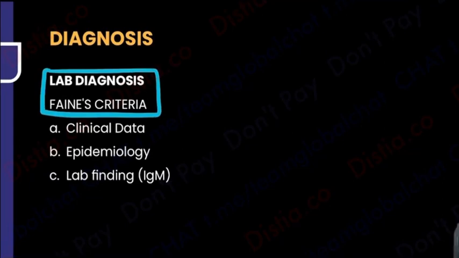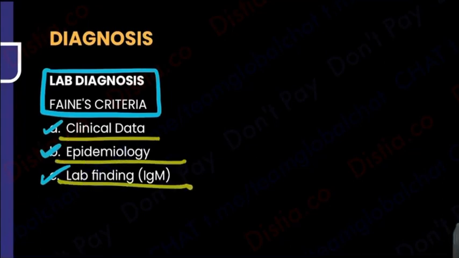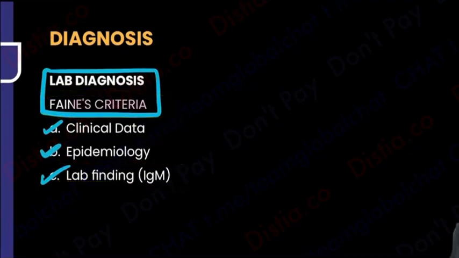I don't want you to know the total score. I just want you to know that this takes into account epidemiology. That is why I'm saying you will use it in PSM and medicine. It takes into account clinical and micro, so basically a combination of micro, medicine and PSM. The clinical data of the patient, the epidemiology data and the lab diagnosis with IgM, that is what is taken into account. And you should know this fancy name, that Faine's criteria is for Leptospira. We are done with the spirochete family.